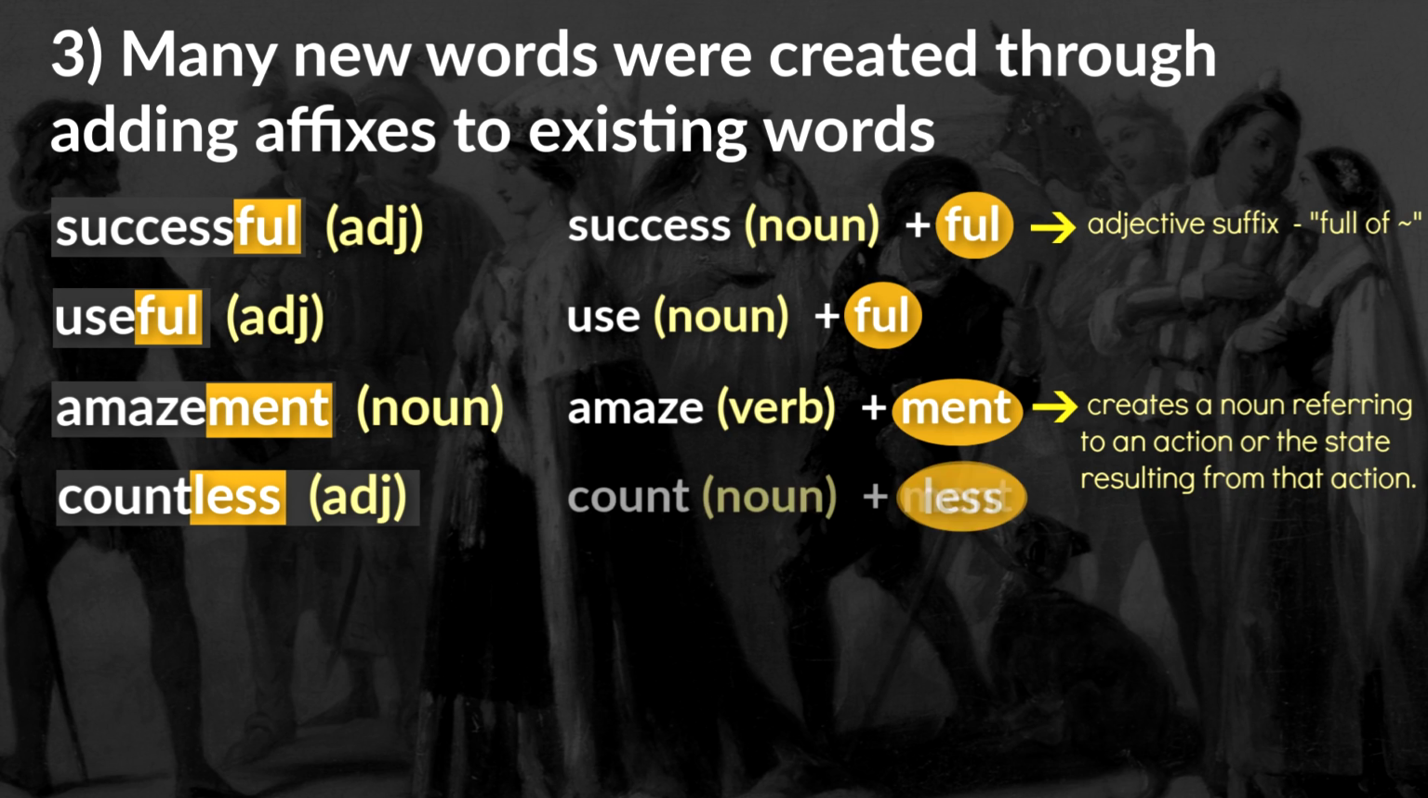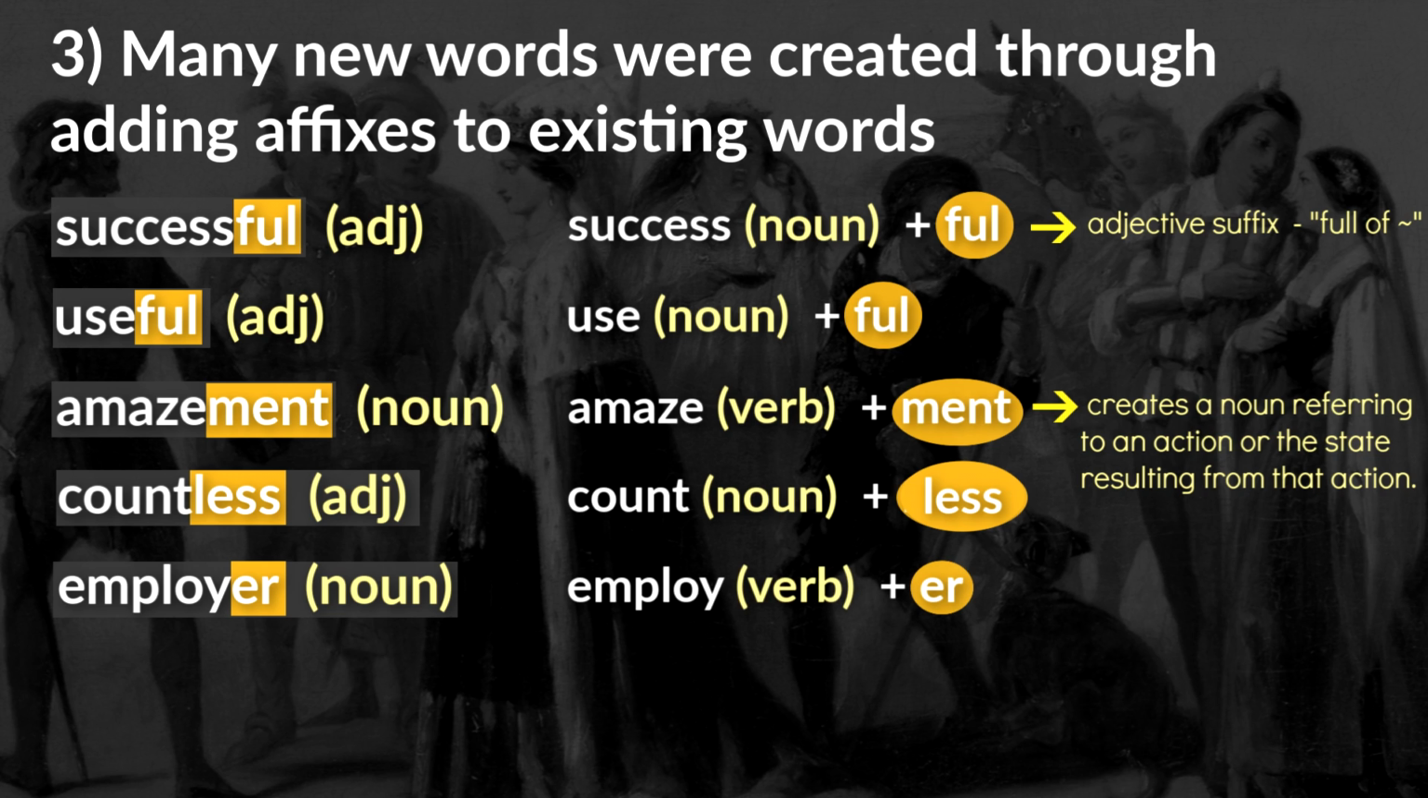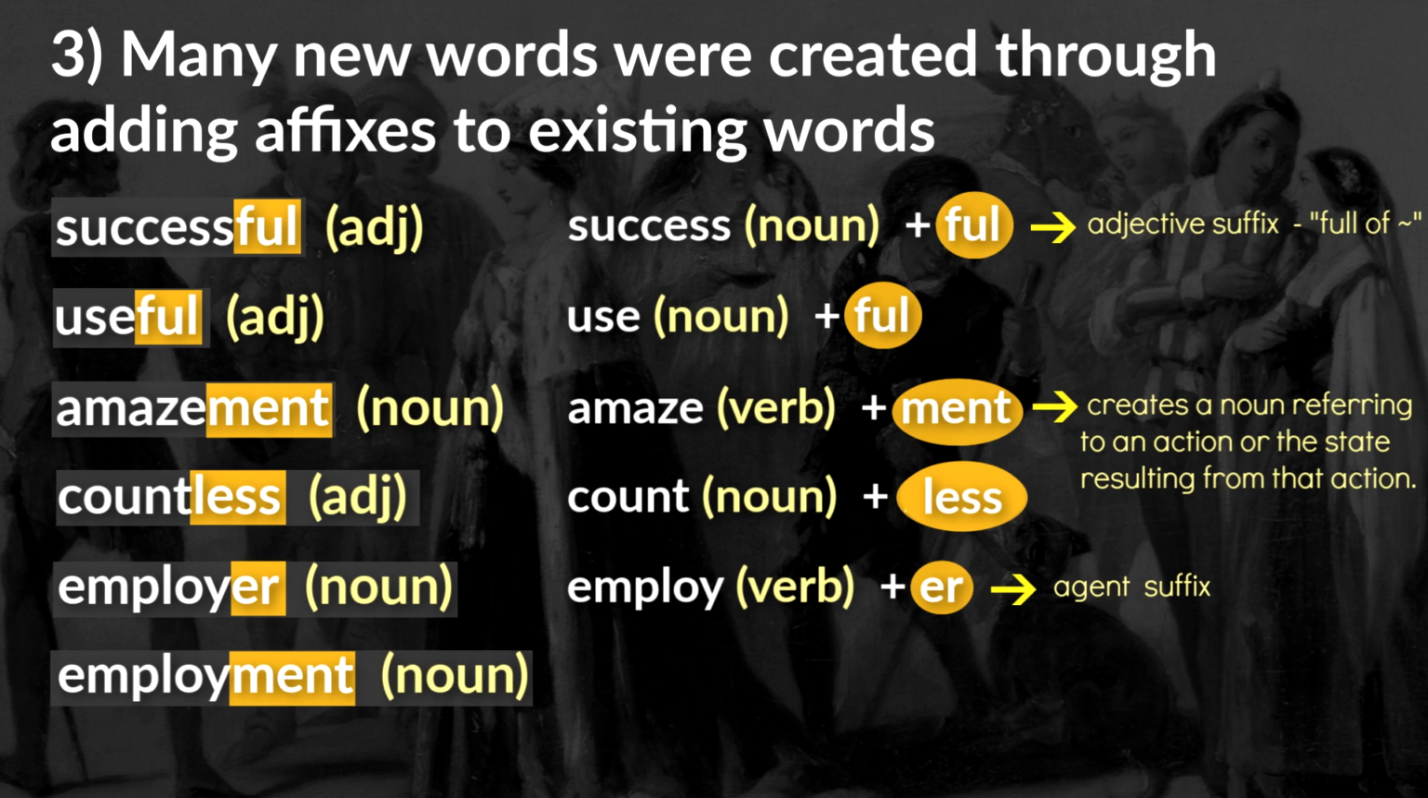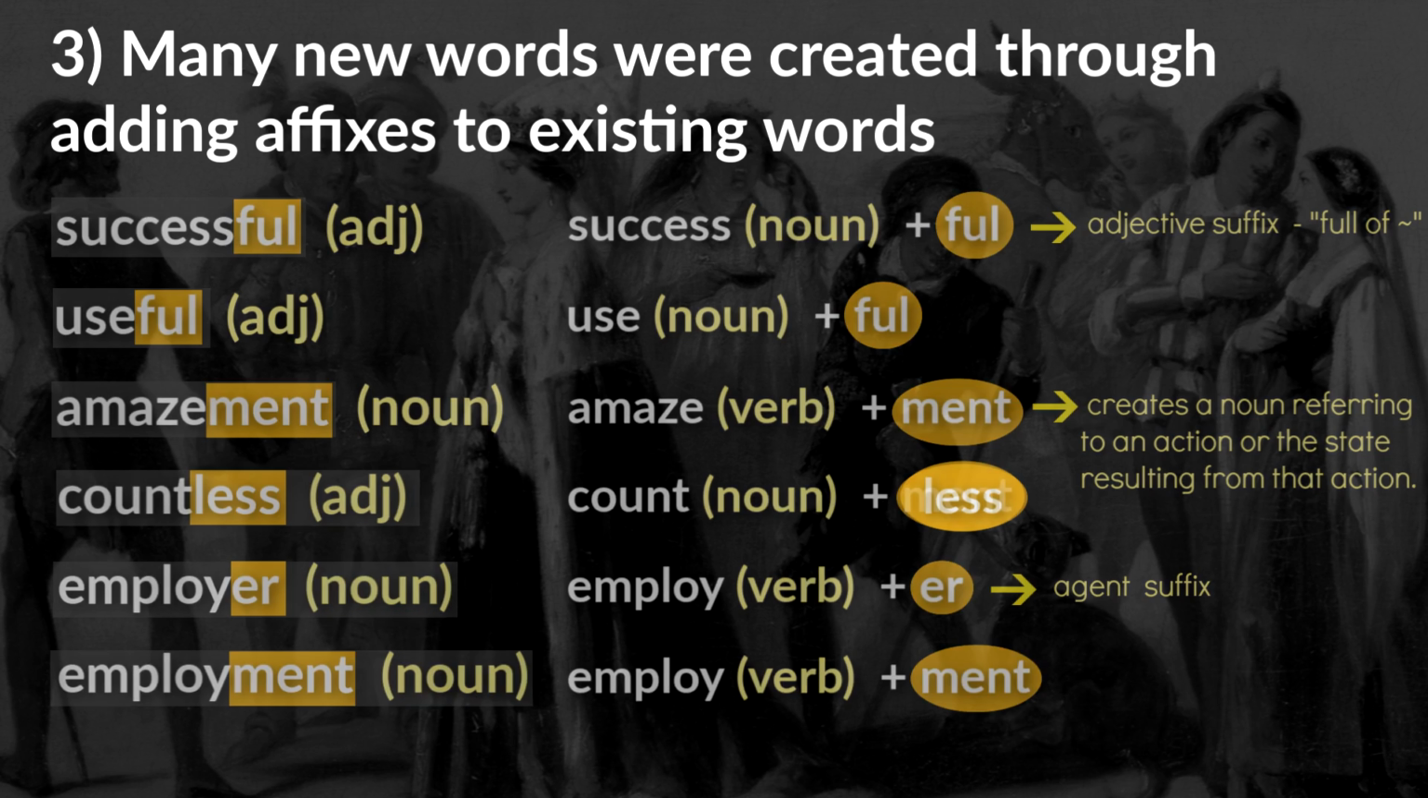Countless. This adjective comes from the noun count plus the suffix less. The suffix less indicates the absence of something. So if something's priceless, it's too valuable for you to buy. There's no price. Employer. This is an agent noun, a noun for the doer of an action, which was created by adding the suffix er to the verb employ. And related to that is employment. For this noun, the suffix ment was added to the verb, the state that results from the action employ.